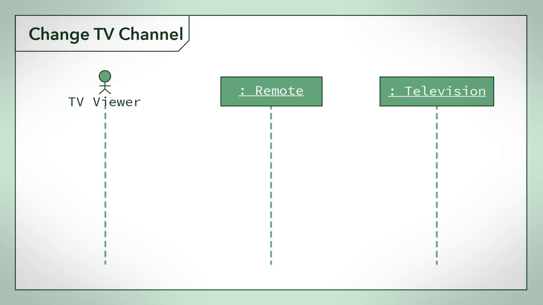What's the first thing that happens in this example? Let's assume the TV is already on, and the TV viewer wants to change the channel. The first thing that happens is the TV viewer presses the numbers on the remote to tell it which channel to go to.